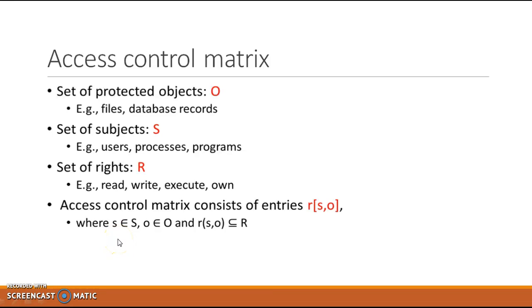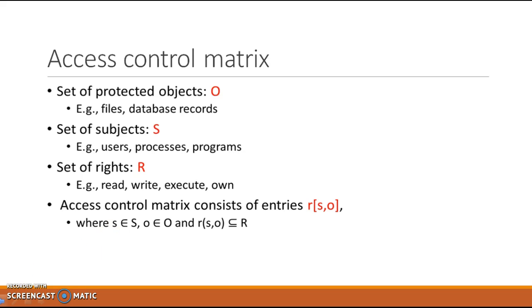Bismillahirrahmanirrahim. So we were talking about the access control matrix. There are three different important things in this topic. The first one is represented with O. O means the objects of the operating system, which are like files, database records, etc.